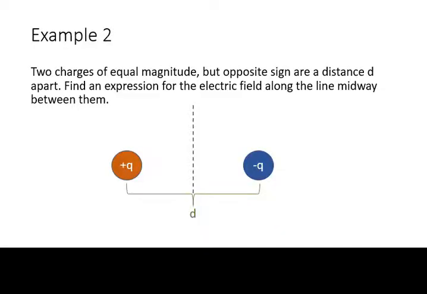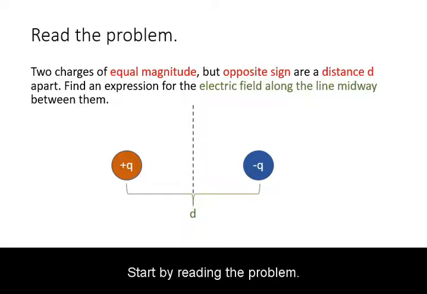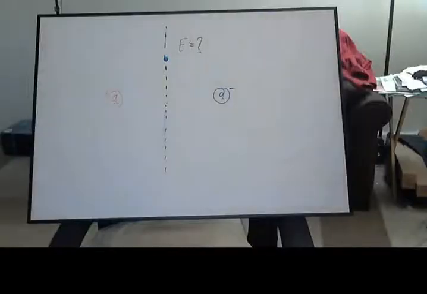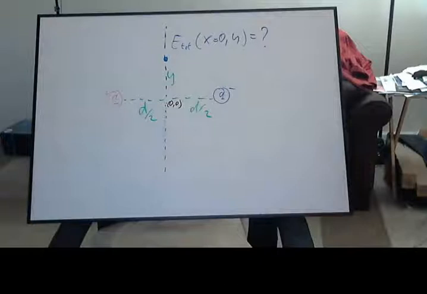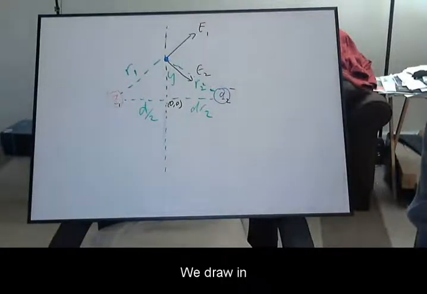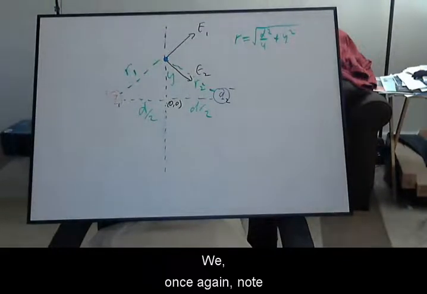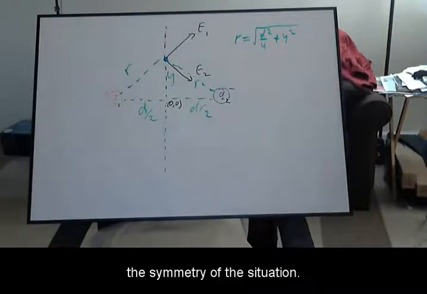For our second example, we will now calculate the electric field along the line midway between two charges that are opposite. Start by reading the problem. Again, we start with the generic setup. We set up our coordinate system. We draw in the electric field by each charge. We once again note the symmetry of the situation.